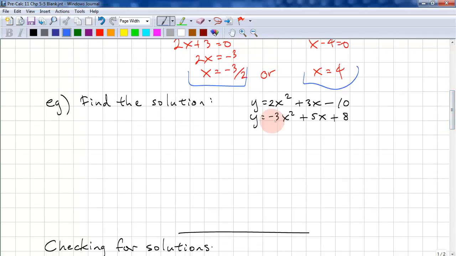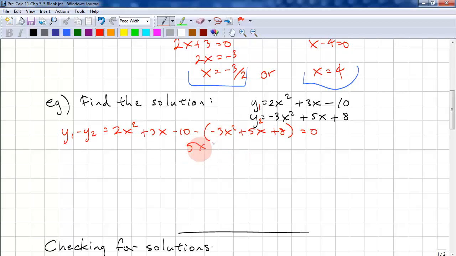Here's another problem. We have this equation and this equation, so we'll call this one y1 and this one y2. Again, we do y1 minus y2. This equals 2x squared plus 3x minus 10 minus bracket negative 3x squared plus 5x plus 8 equals 0. 2x squared minus negative 3x squared is 5x squared. 3x minus 5x is minus 2x, minus 10 minus 8 is minus 18, equals 0.